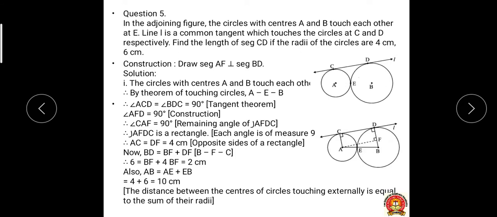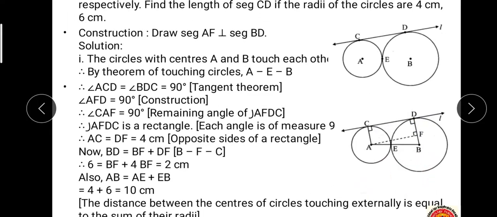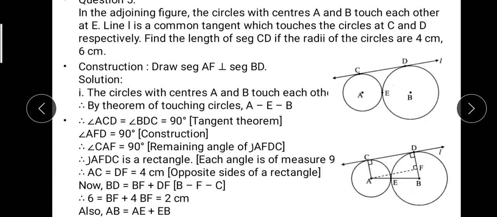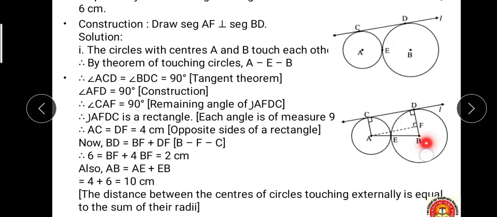Now draw the diagram. This is the construction part. This is your original diagram as given in the question. For the proof we require this diagram. Now join AC, AB and DB. And draw a line AF which is perpendicular to DB. This is the construction. Only one line, AF, is the construction part. AF is constructed perpendicular to DB, so that angle DFB is 90 degrees.